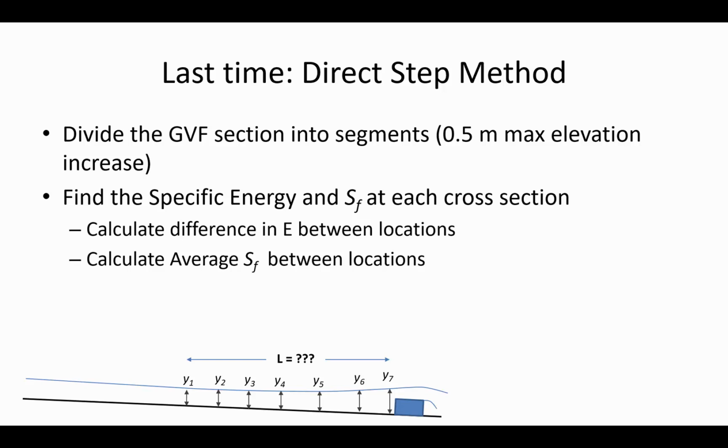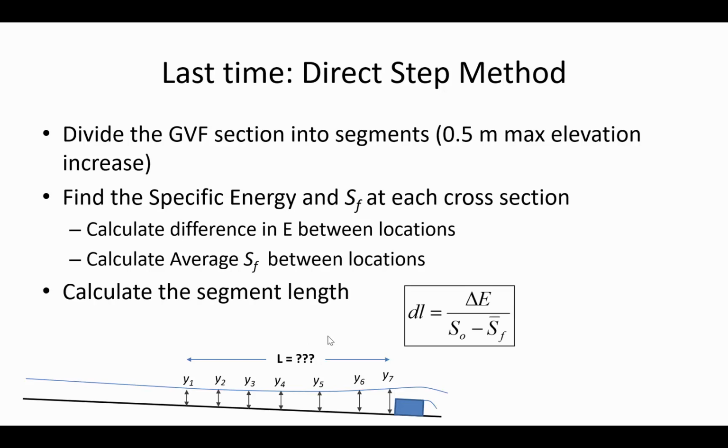And numerically what we were doing was, at the midpoint between sections, asking ourselves how much energy has changed as we're working upstream, and then using that change in energy to estimate the average slope of the energy grade line. And then with that average slope of the energy grade line and the change in specific energy between the two segments, we calculated the length of the backwater segment between those two depths.